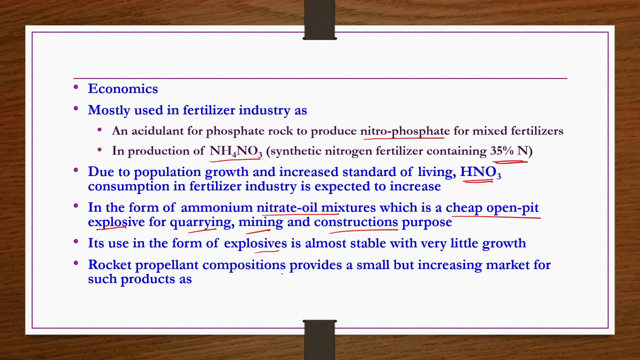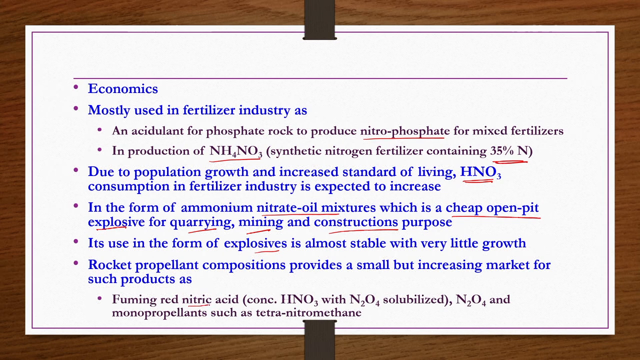Rocket propellant compositions provide a small but increasing market for such products as fuming grade nitric acid, that is, concentrated HNO3 having more than 86% HNO3 with N2O4 solubilized, and N2O4 and non-propellants such as tetranitromethane, which are also used as rocket propellants. And in order to manufacture these things also, you need to have nitric acid.